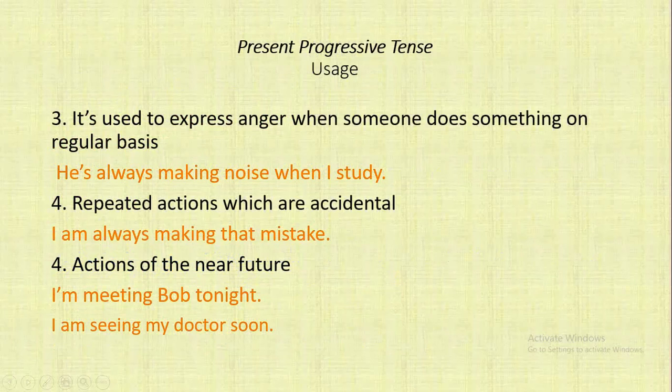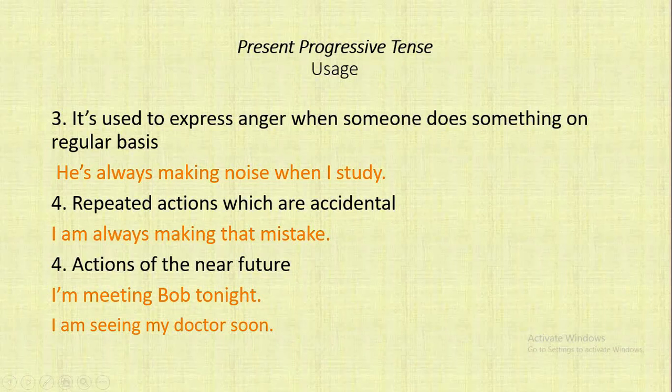It's used to express anger when someone does something on a regular basis. You know that when we are annoyed at someone, then we also express those things in present progressive. Like what? He's making noise when I study. And we put the word always, or a frequency adverb, here. He's always making noise when I study. It means you are annoyed by this action. You don't want this noise to happen again and again.